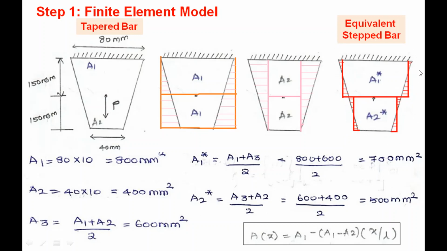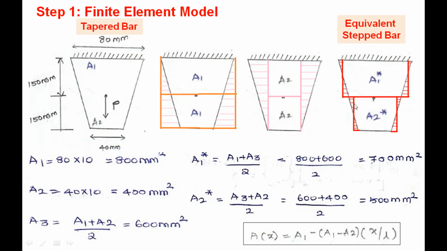Why are we doing this equivalent stepped bar model? Now you see the shaded region is minimized. By making this finite element model, we can reduce the discretization error value. So, we can get a solution very close to the exact solution. When we do manual calculation, we can do this type of equivalent stepped bar. So, the tapered bar, which is given with variable cross section, is converted into an equivalent stepped bar.